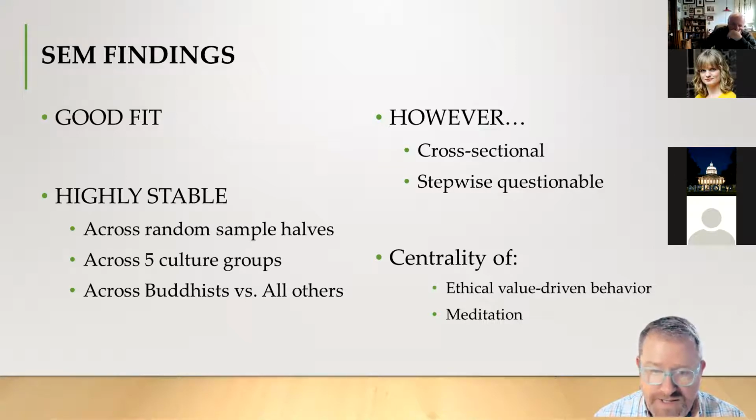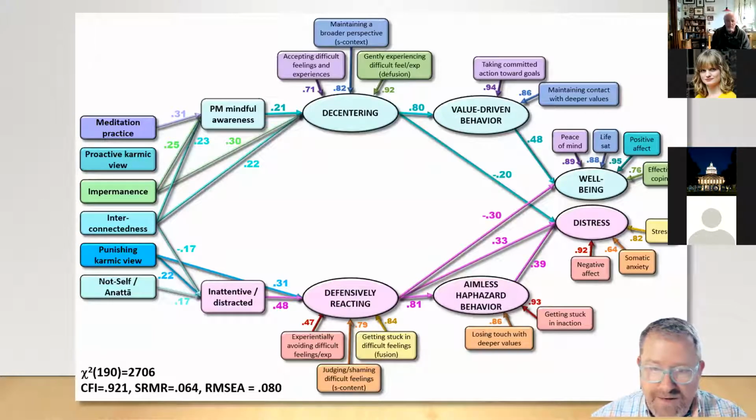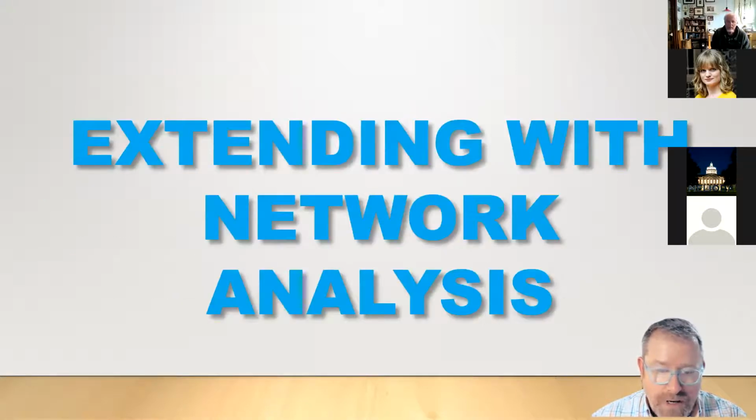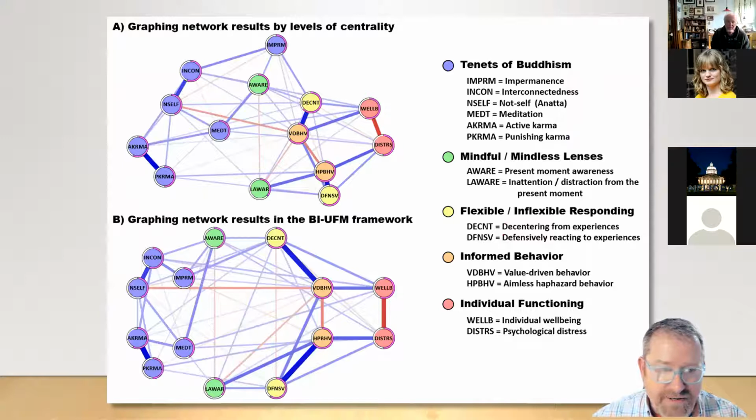But those are cross-sectional, and whether that's the exact order of the stages going from Buddhism to well-being is unclear. Also, our reviewer really didn't like that, if I go back a slide, value-driven behavior was so far over, so late in the process. And he argued that in Buddhism, ethical value-driven behavior is far more integral, as is meditation. So we ran network analysis, and I'm going to show you the analysis first.